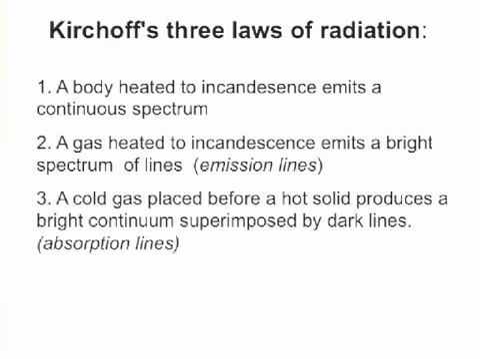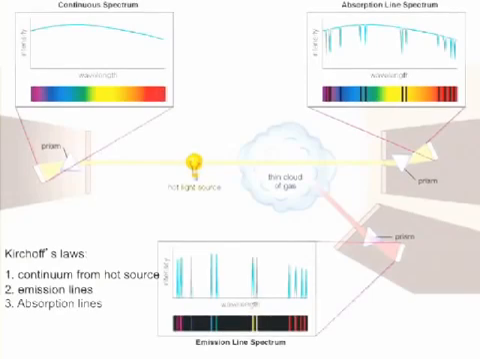Now, here are Kirchhoff's laws in action. Here's a hot light source, a bulb, and the light goes off this way. It's dispersed by a prism. A prism will disperse the light the way we know prisms do. And you look at the spectrum, and it's a continuous spectrum.